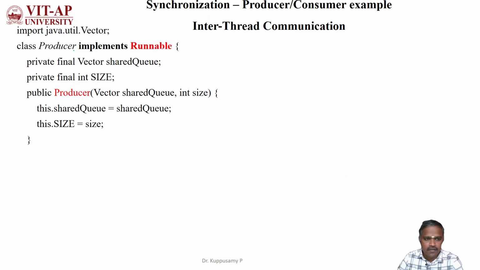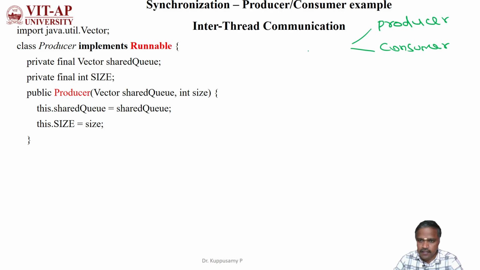Now in this example, based upon the previous scenario, the producer thread and consumer thread both use the same data structure. The data structure here is the shared queue. I am giving the name shared queue to the buffer. Based upon this, I am creating the class Producer, implementing the Runnable interface. This provides the multi-threading features to the Producer class. Then I am creating the Vector object sharedQueue as I said, and then the size of the shared queue is given here.